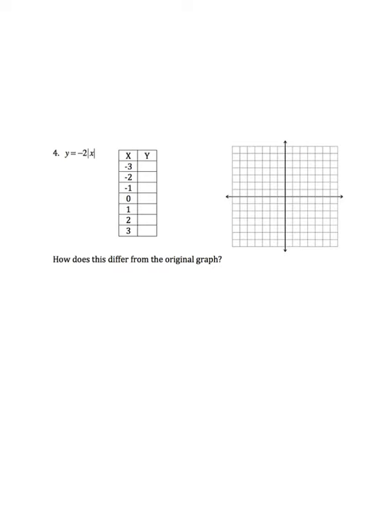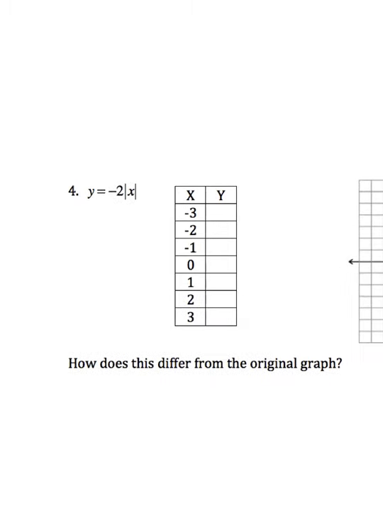Okay, and then our last one. What if we had a -2 out in front? Hopefully you can kind of guess what's going to happen here. What does the negative do, and what does the 2 do? Hopefully you can picture what that graph's going to look like in your head right now. So let's plug stuff in and see what happens.